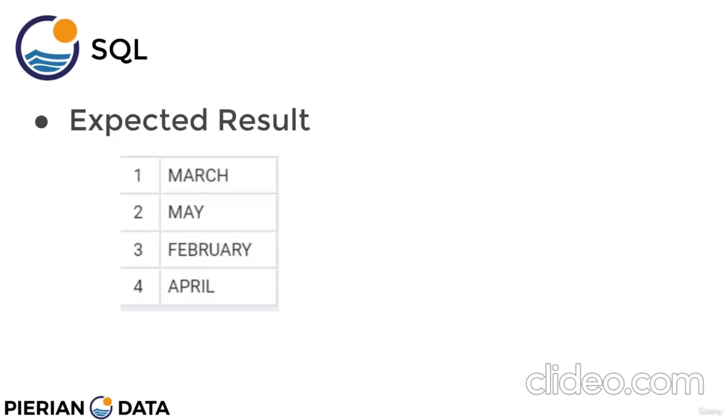So the expected results are these 4 months. We should see payments happening in March, May, February, and April. Coming up next are some hints.